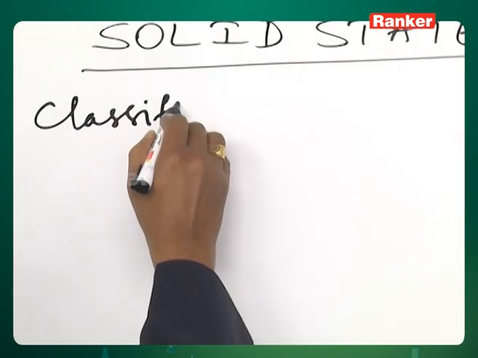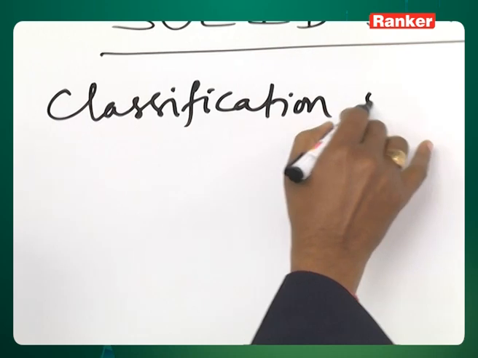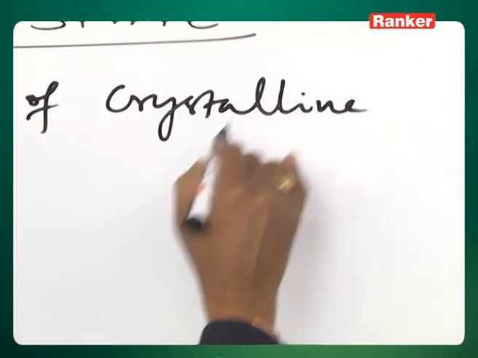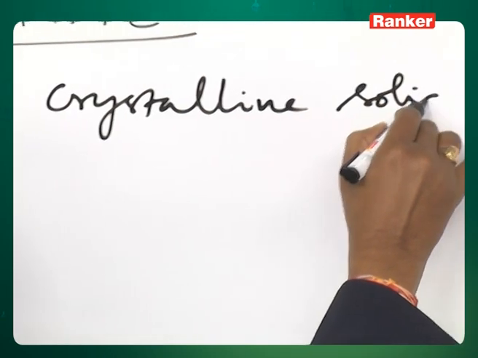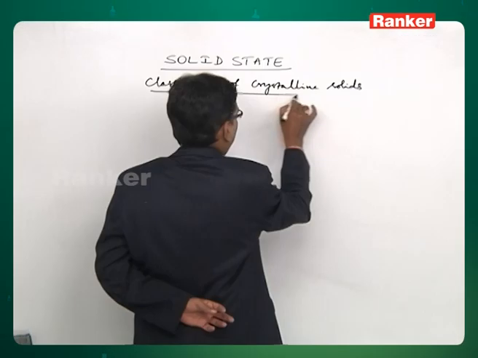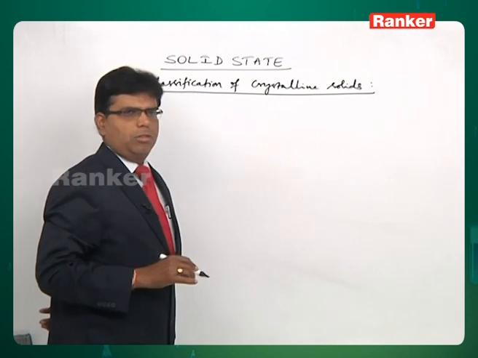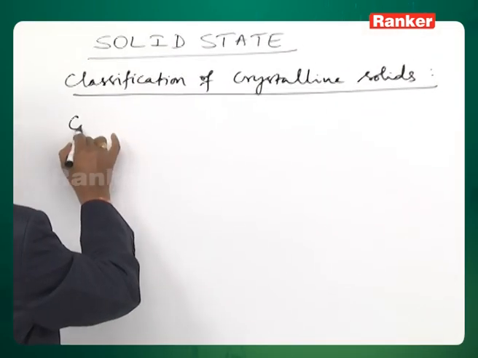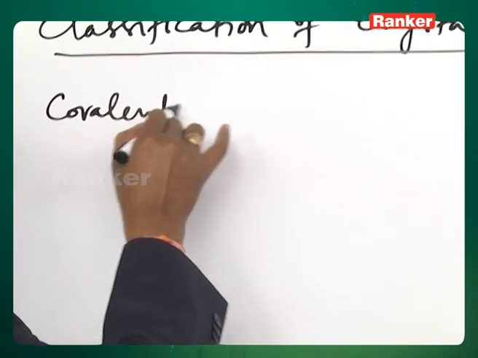The classification of crystalline solids. The first is covalent crystals.